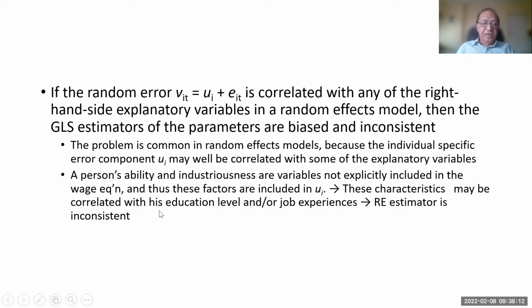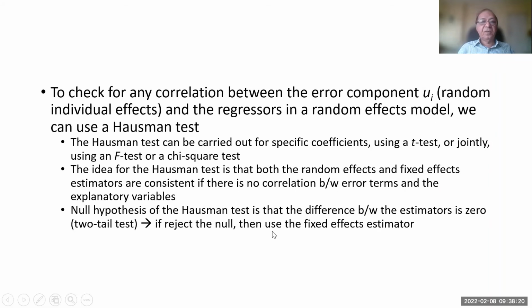These characteristics may be correlated with the education level or job experiences. Random effect estimator is inconsistent. To check for any correlation between the error component, random individual effects, and the regressors in the random effect model, we can use the Hausman test. Basically, the Hausman test tells us whether we should use the fixed effect model or the random effect model. And the Hausman test actually sees if there is any correlation of the error term with the regressor.